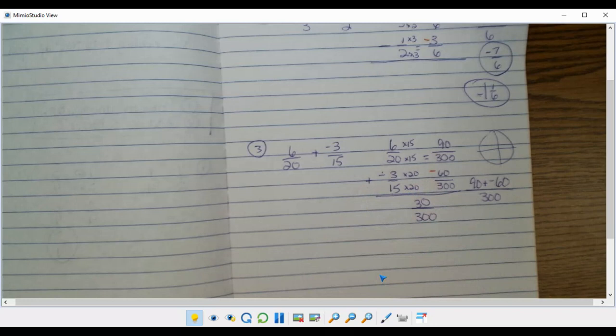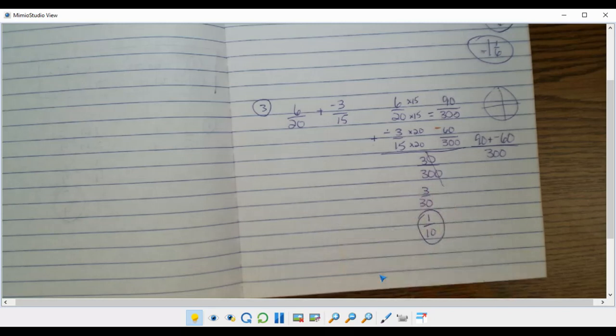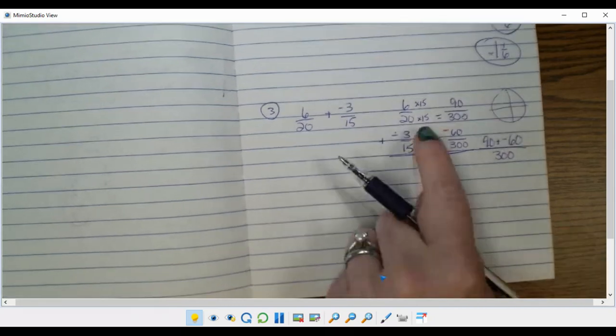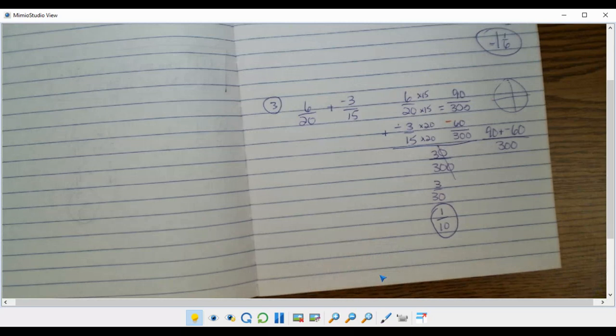That is not a final finished answer. Both can be divided by 10, so I end up with 3 over 30. And then both can be divided by 3, so I end up with 1/10. I hope you followed that. The steps are basically the same. I just did more mental math than I had to do for the smaller numbers.